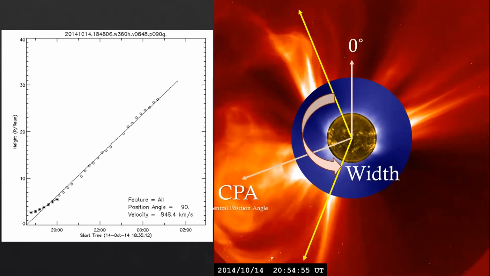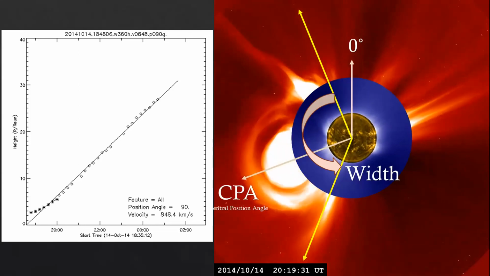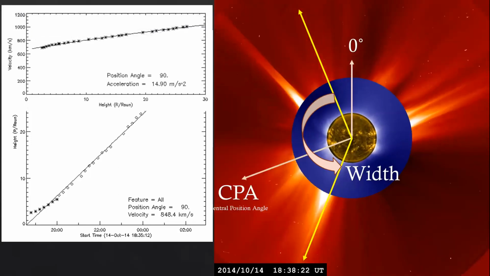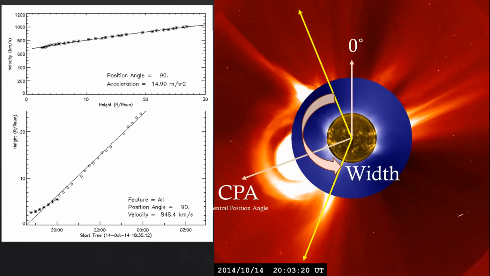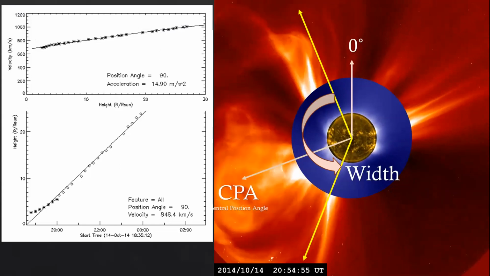And this is a height-time plot for one CME, and the velocity is also quoted at the bottom of the image. They have also measured the velocity-height graph, and we can do that using these coronagraphic images.